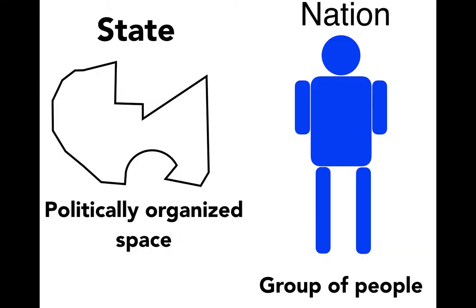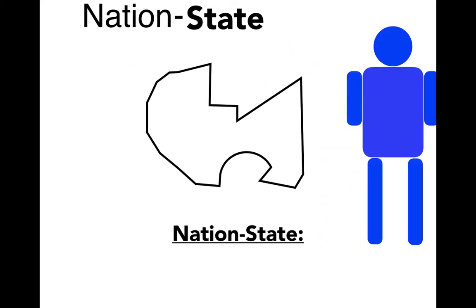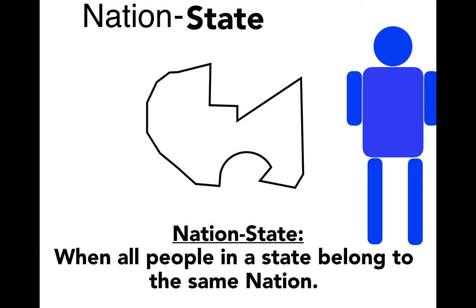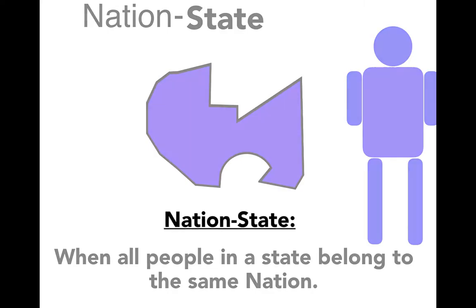So we have state and nation. Those are our two terms right now. State being politically organized space, and nation being a group of people. Now let's combine the two. Now we have a nation state. A nation state is when all the people in a state belong to the same nation. So the geography of where these people live corresponds to the borders and the politically organized space of their state.